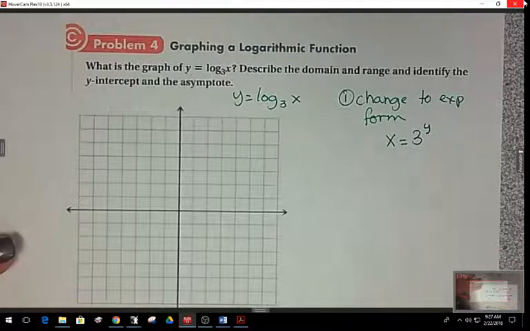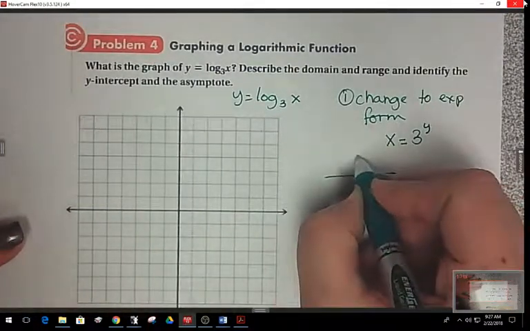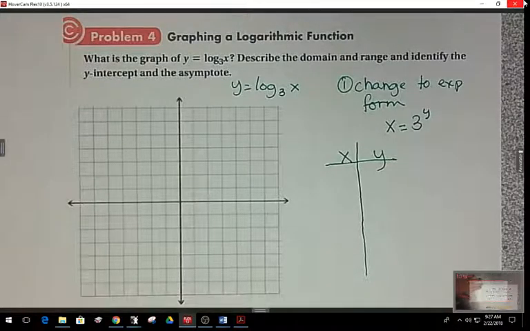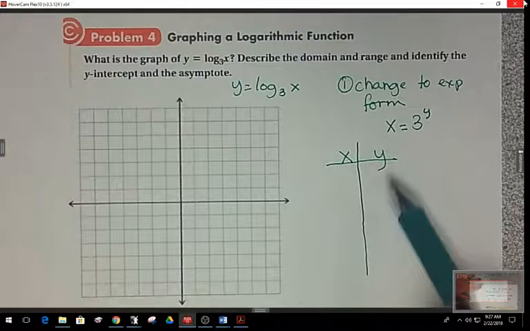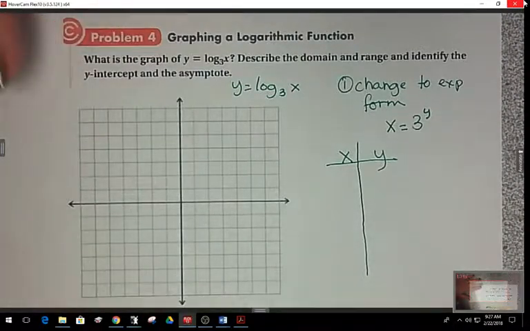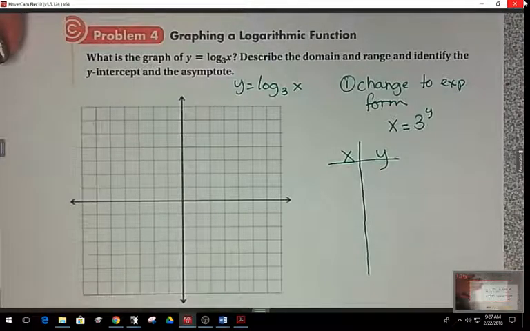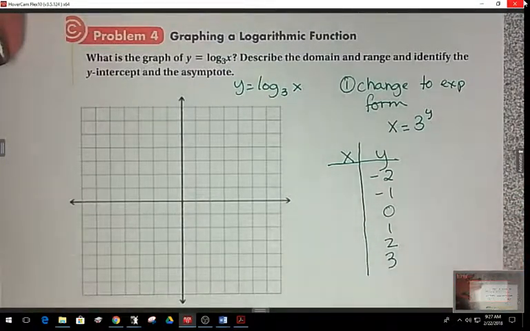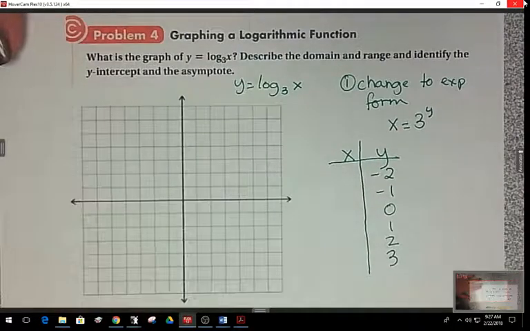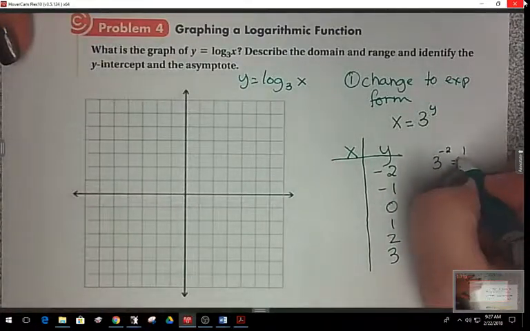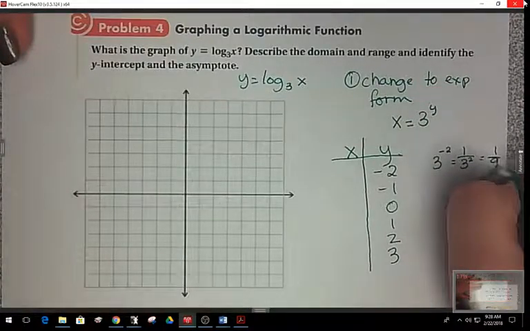Now, what you can do is you can go ahead and make a table at this point. If you're going to make a table at this point, you have to decide, do I pick values for x or do I pick values for y? And because x is by itself, I want to be able to solve for x. So I'm going to pick values for y. I'm going to do a couple of negative, 0, and a couple of positive. And now plug them in, just like we did with the exponential functions from earlier in the chapter. So when I have 3 to the negative 2, that's 1 over 3 squared, gives me 1 over 9.